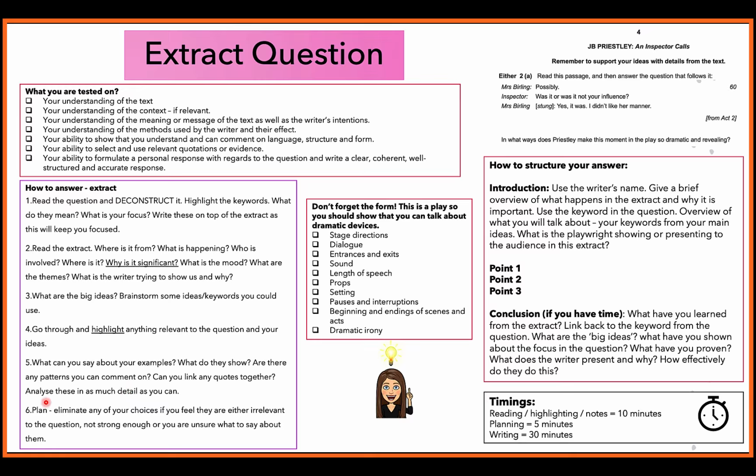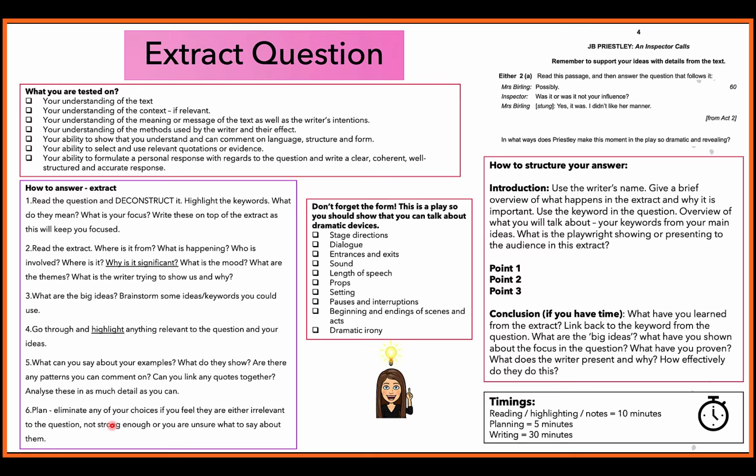And then just do a final plan, and this is where you look at all of your notes, or you look at all of your highlights, and you look at all of these ideas you've got from up here. Think, okay, what do I actually want to say? What's going to formulate my essay? What am I going to use in the body of my essay? And then you can eliminate anything that either you don't feel you could use, or it's irrelevant to the question, or it's not really strong enough for you to comment on, or you actually look back at it and think, well, I've highlighted this, but I don't actually know what I would say about it.